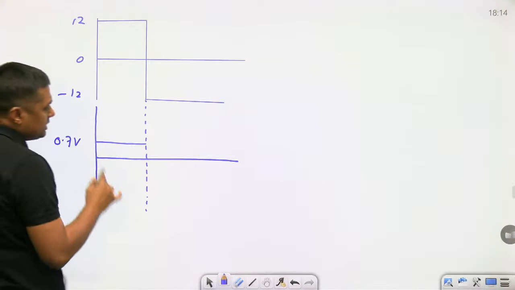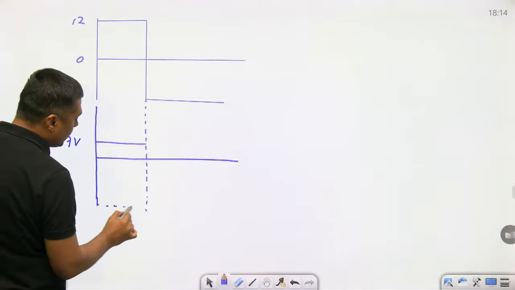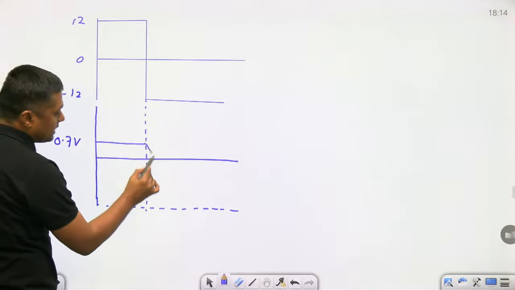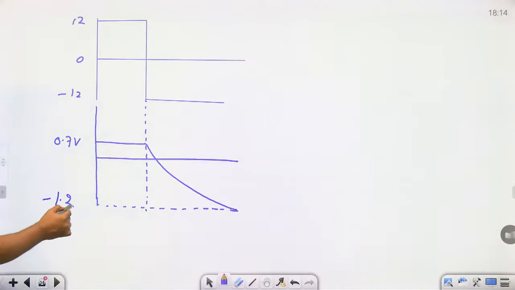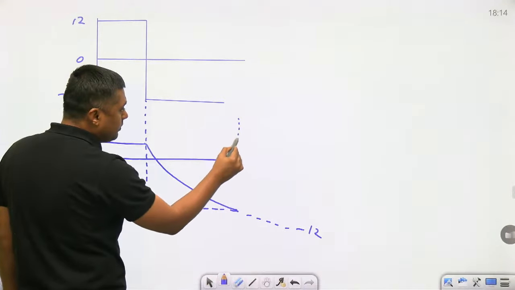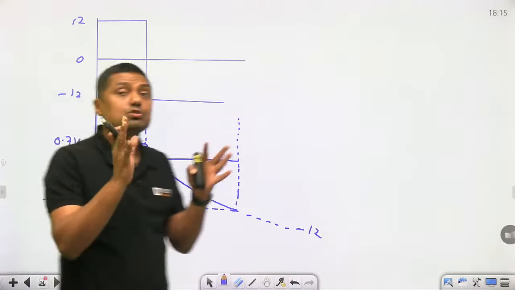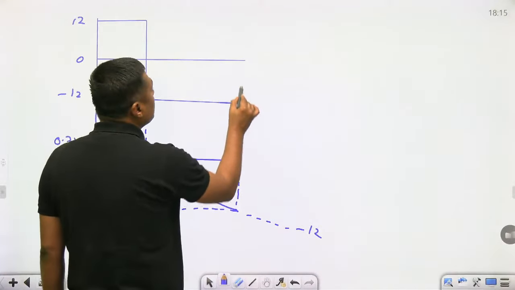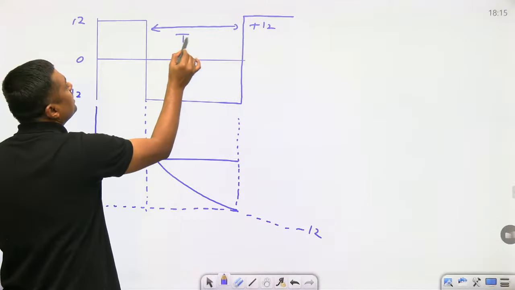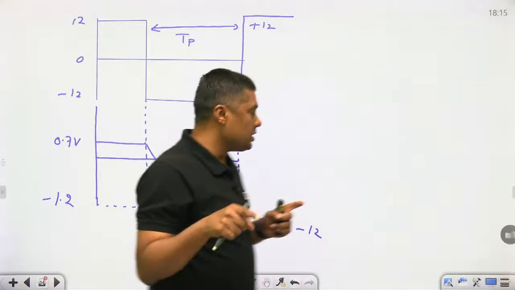Now the capacitor will charge. The capacitor will have to discharge. When it is going towards the negative value, we say that it is charging. It should cross the lower threshold level, minus 1.2 volt. When it reaches the lower threshold level of minus 1.2 volt, it will continue towards minus 12 volt. The time taken by the capacitor to go from 0.7 to minus 1.2 volt is called TP. Once it crosses this, it will switch to plus 12, and we want only the pulse width TP. So 0.7 to minus 1.2, that is the correct one.